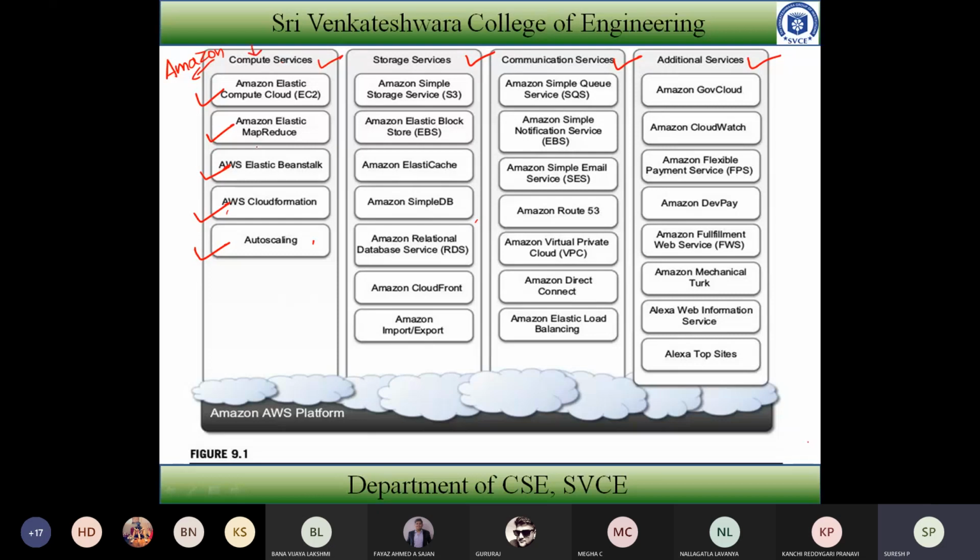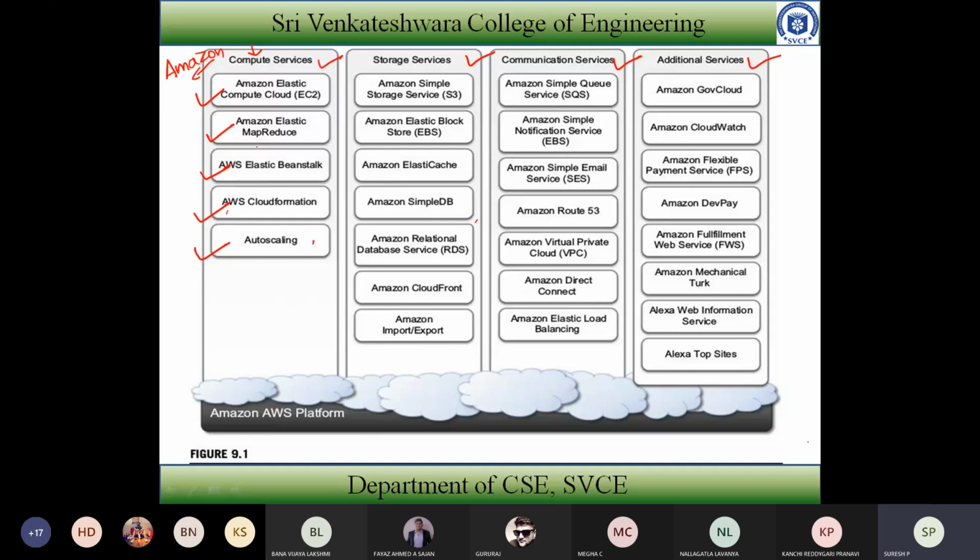That means wherever you have to do computation, we can utilize the services provided by Amazon under this category. Normally we are going to make use of EC2 and MapReduce.